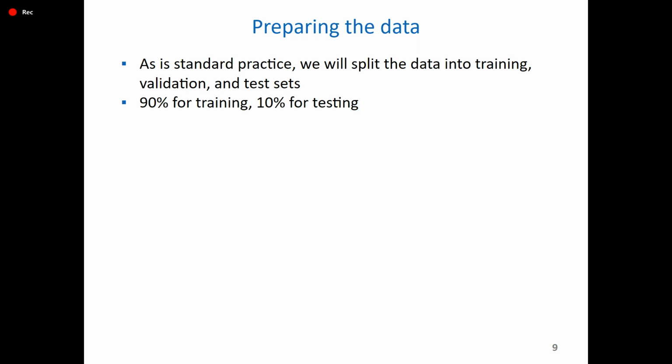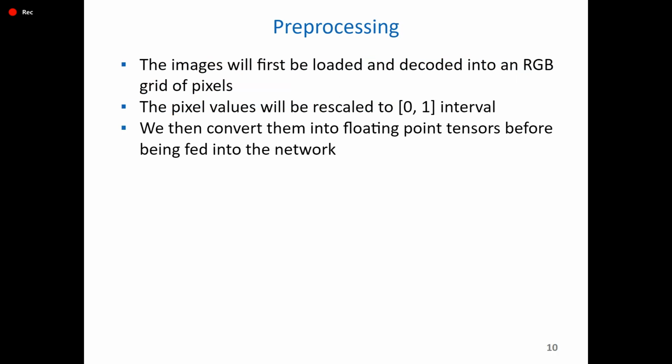So moving on, first things first, we split the data into training, validation, and test sets. We'll be using 90% for training and 10% for testing, and we will use 10% of the training data for validation. And we will, of course, need to pre-process the images. The images will be loaded and decoded into an RGB grid of pixels. The pixel values will be scaled from originally 0 to 255 to an interval of 0 to 1. This is because neural networks prefer smaller values as inputs, and we then convert them into floating point tensors before being fed into the network.